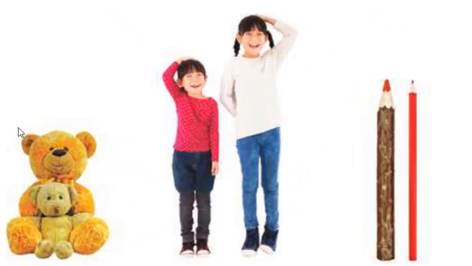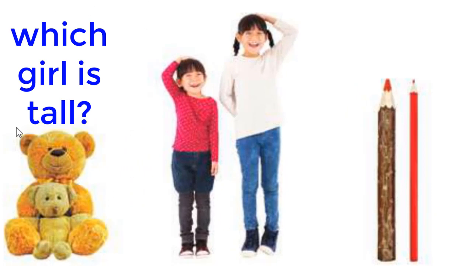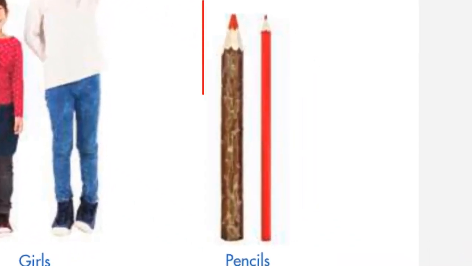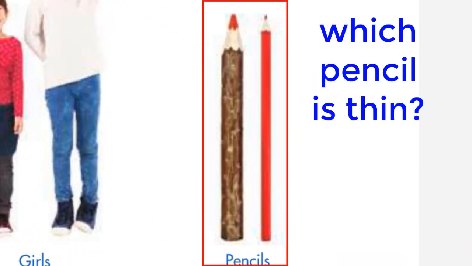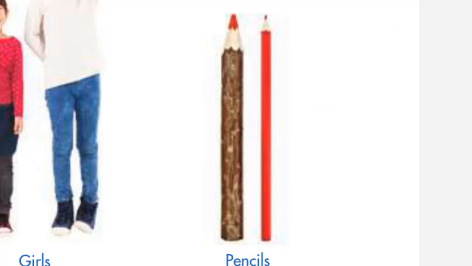Now, girls, which girl is tall? Yang mana yang paling tinggi? The white girl or the red girl? Very good, the white girl. Kita bisa melihat tuh ya, menggunakan mata kita. We can use our eyes to see. Selanjutnya pencils. Which pencil is thin? Yang mana nih yang tipis? Yes, very good. The red one. How about the brown? Is it thin? No. The brown is thick atau tebal. Okay.